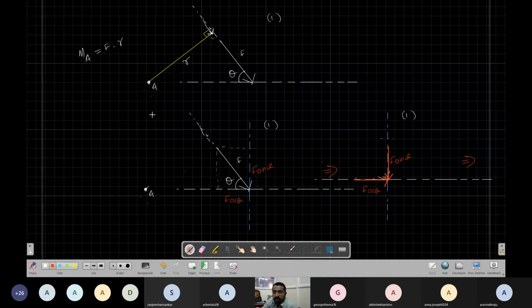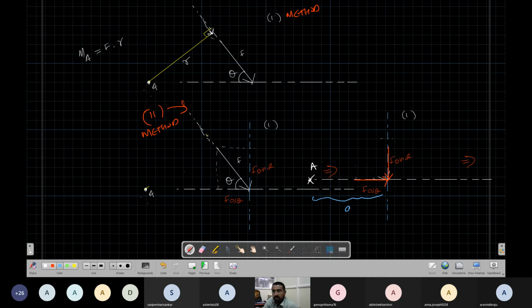The other way of doing it, the second method, is you resolve the force into components. I did not take A here. So A is here. Now this force is replaced by two components. Now find the component moments about this point. So what is this distance? Mark the distance here. So measure this distance.